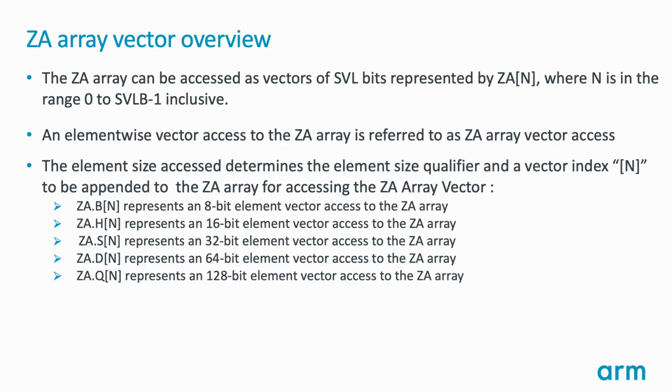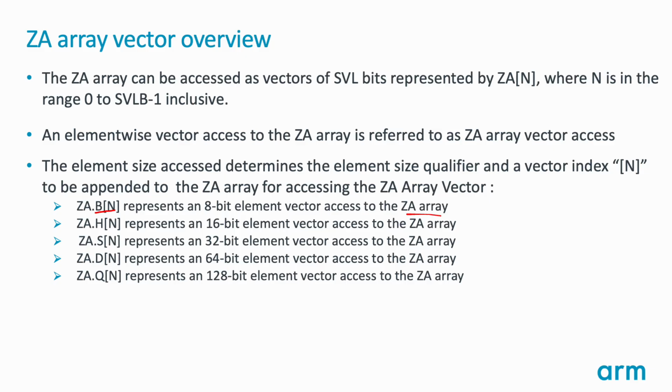Or we can access them as a byte or half word or single word or double word or quad word. That is, you can access the data in ZA array as an 8-bit element or 16-bit element, 32-bit element, 64-bit element or 128-bit element in that particular ZA array. Based on the element size, you can express them as B, suffixed with the number of the row that you want to access. That gives us access to that particular row in the ZA storage array.